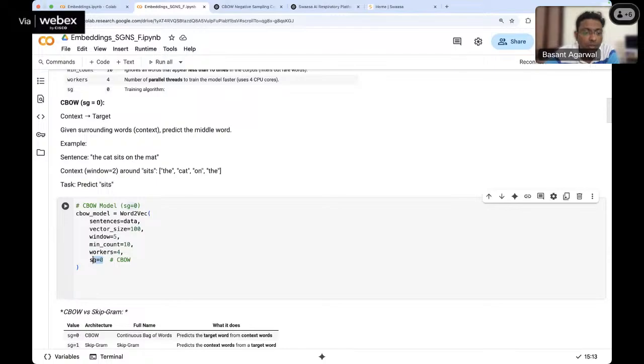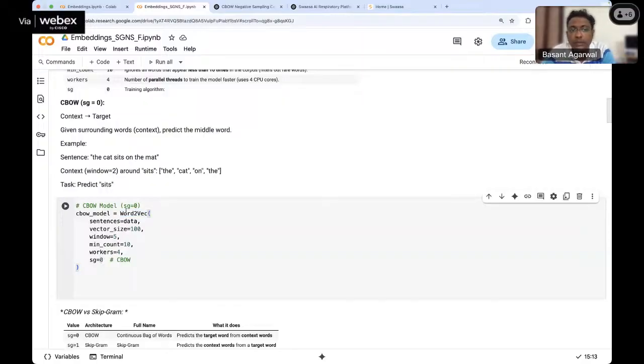And this is a very important parameter, that is SG. SG is a parameter which tells word2vec what implementation of the algorithm you want to use. By default, SG is equal to 0. It means this is the implementation of CBOW, so word2vec will take the continuous bag of words implementation. And if it takes 1, it will take skip gram.